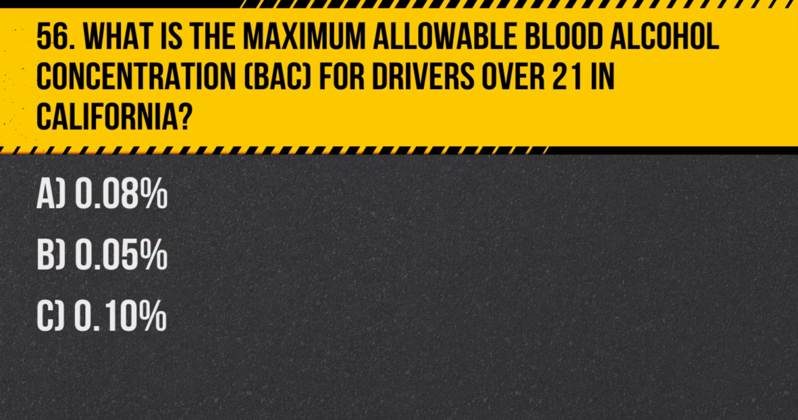Question 56. What is the maximum allowable blood alcohol concentration for drivers over 21 in California? A. 0.08%. B. 0.05%. C. 0.10%.